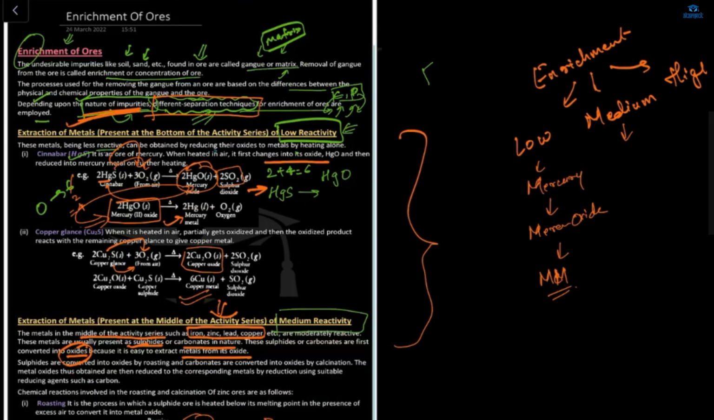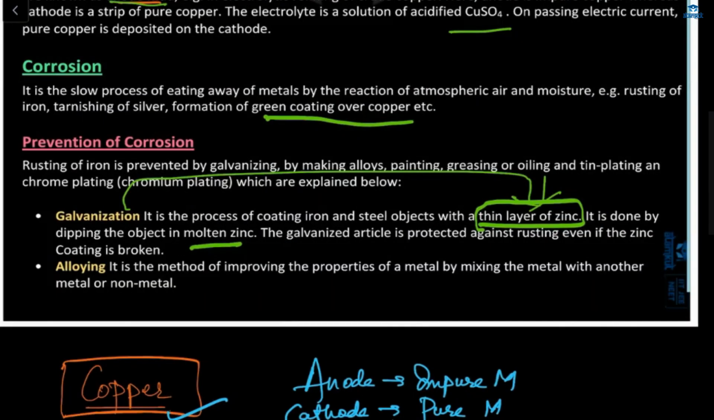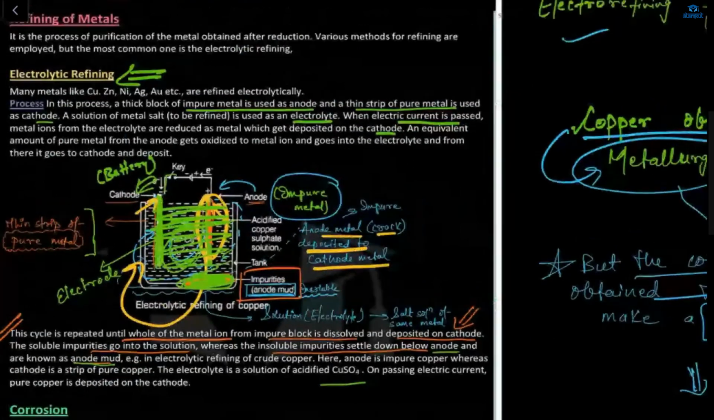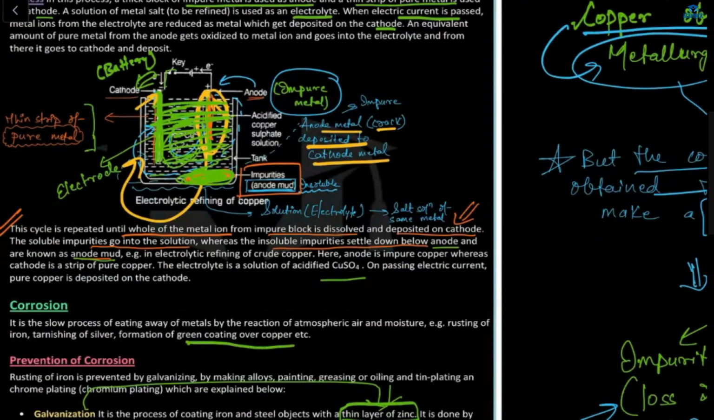So we discussed enrichment of ores and extraction also we discussed. And what's the purification method? What is the most popular purification method of a metal? Can you tell? Electrolysis. Electrolytic refining.